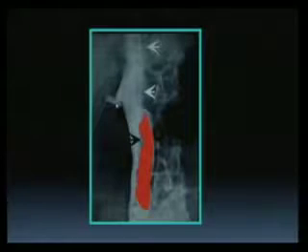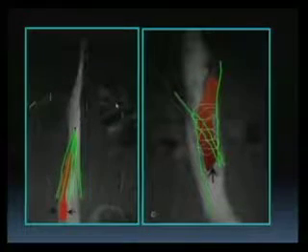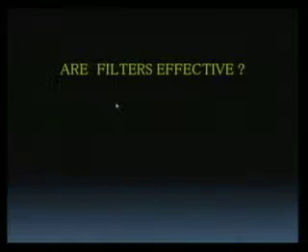Some examples of thrombi, large thrombi. You see the filter there. Another one, large thrombi. You see the filter, large thrombi. Then you could see the bird's nest filter. Now let's go to the evidence. Are the filters effective?